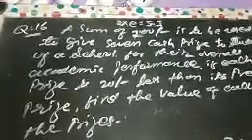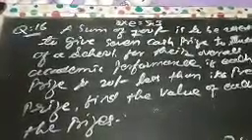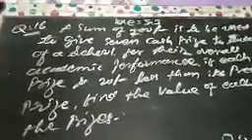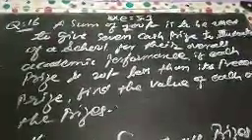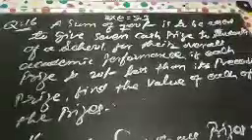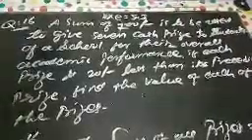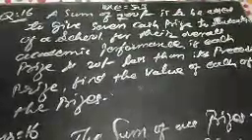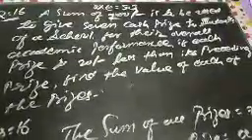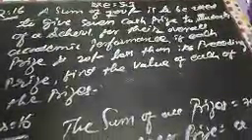Okay, students, now question 16 of exercise 5.3. So here it is: a sum of 700 is to be used to give 7 cash prizes to students of a school for their overall academic performance. If each prize is 20 rupees less than its preceding prize, then find the value of each prize.